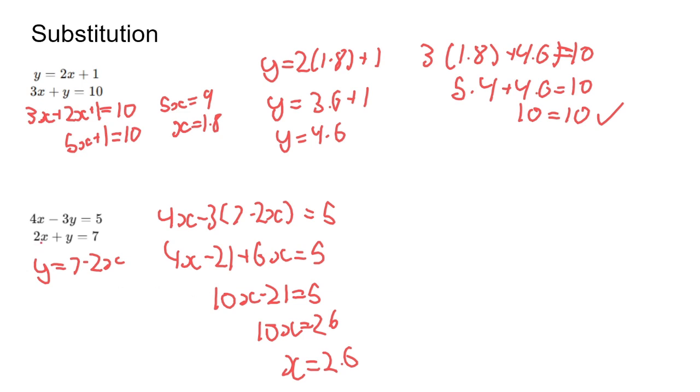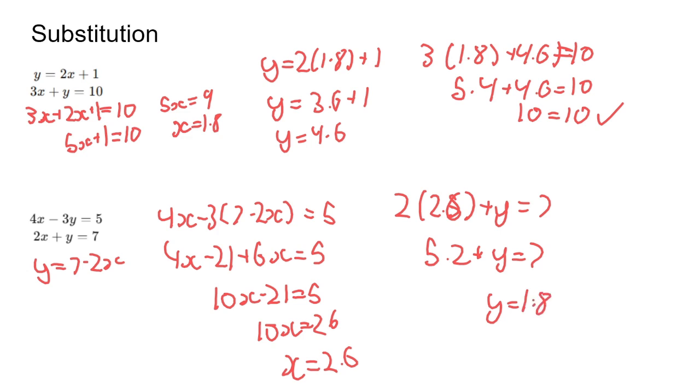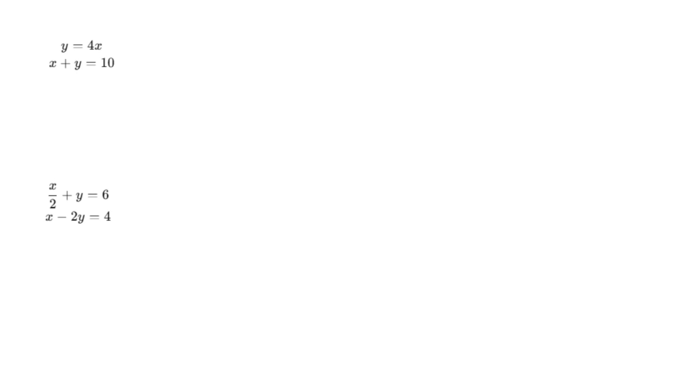Then we can substitute that back into this one. 2 times 2.6 plus y equals 7. 2 times 2.6 is 5.2 plus y equals 7, or y equals 1.8. And then if you want, you can double check by putting them back in. Here, so try these.